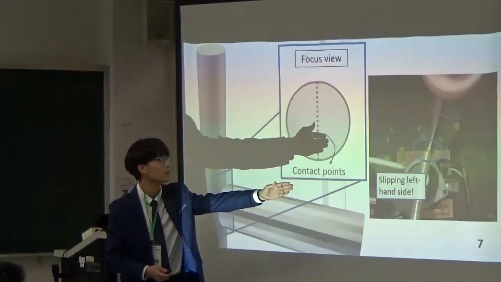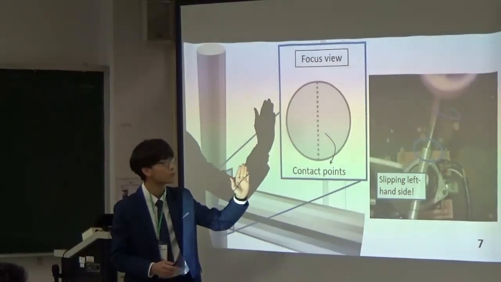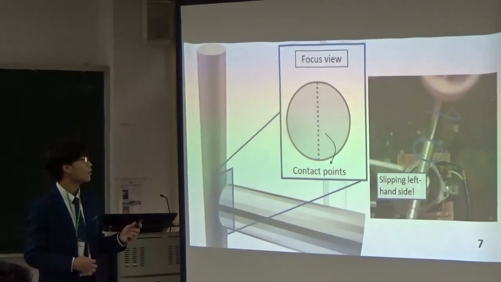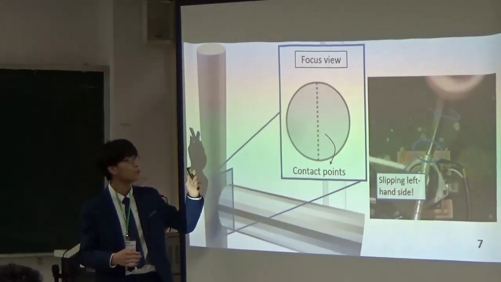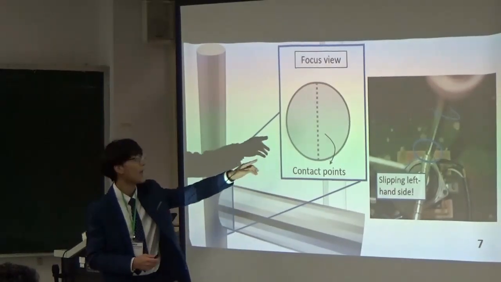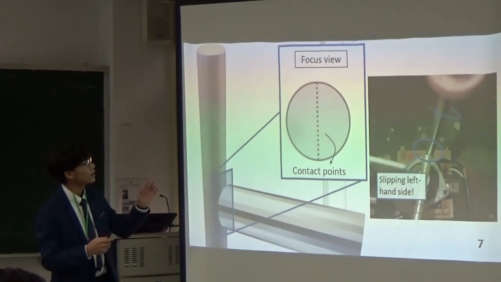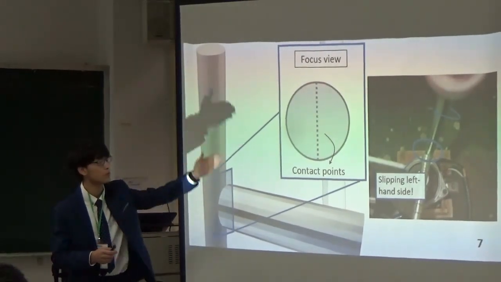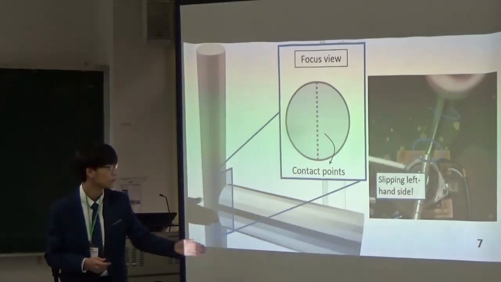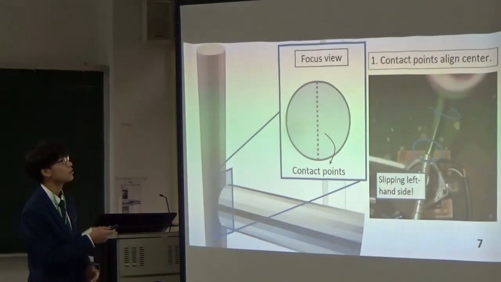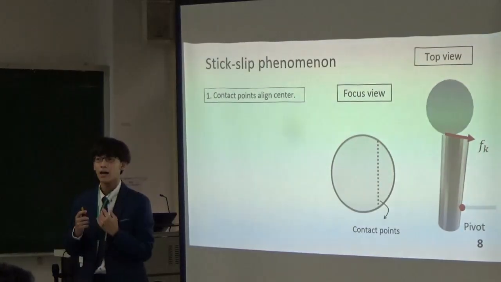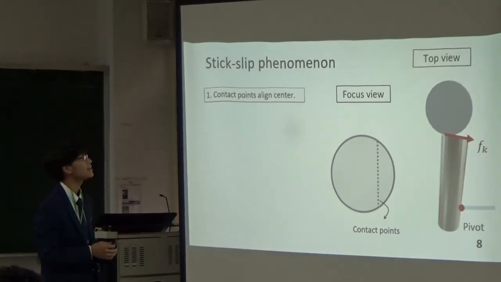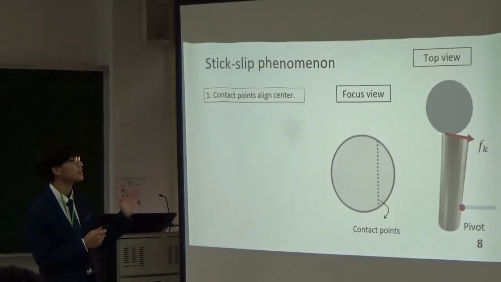As we can see from the slow motion, it will slip to the left-hand side first, and then it will roll back again. We're assuming that this is the bottom of the magnet, and when it's not moving, it will have contact points forming straight down the middle. So we first separate the stick-slip phenomenon into 4 phases. The first phase is when the contact points are aligned down the center.